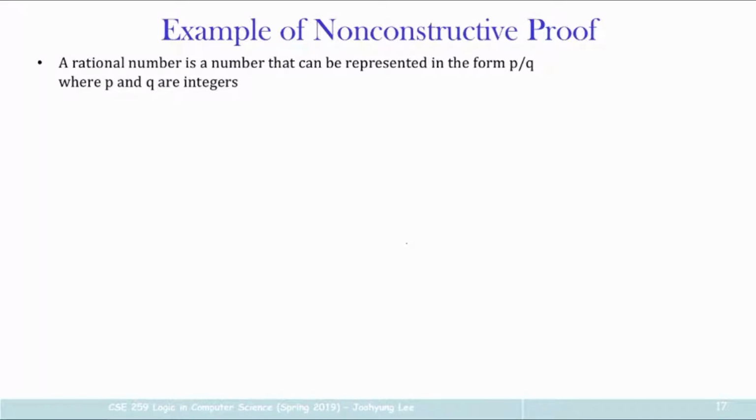Can you give any example of an irrational number? Pi. And other things? E, okay. What else? Square root of 2, right?